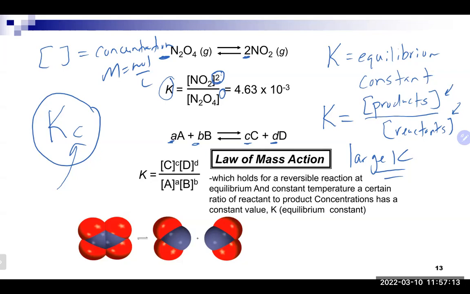And vice versa, obviously, if we had a small value of K, that would be the opposite effect. You would have more reactants on the bottom. Small number divided by big number gives you a small number.